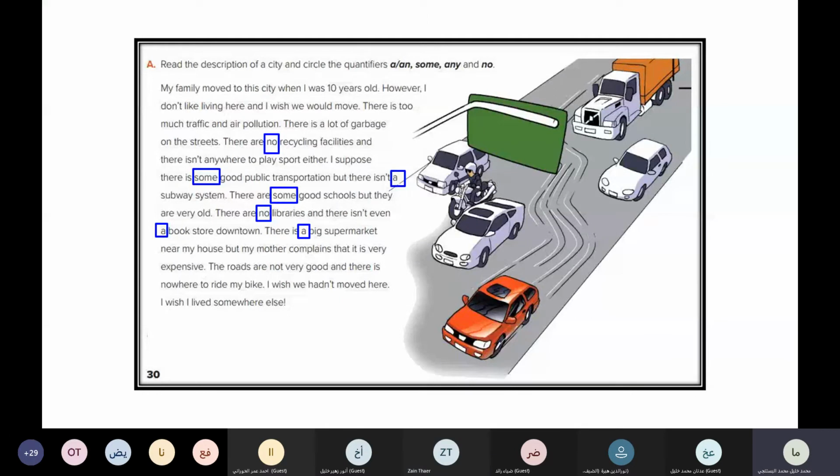So here we circle the quantifiers in this paragraph. There are no recycling facilities. There is some, but there isn't a, and so on. Try to circle them quickly, please, and move to the next page. Let's move to page 31, talking about the words which are connected to money, shopping habits and prices.